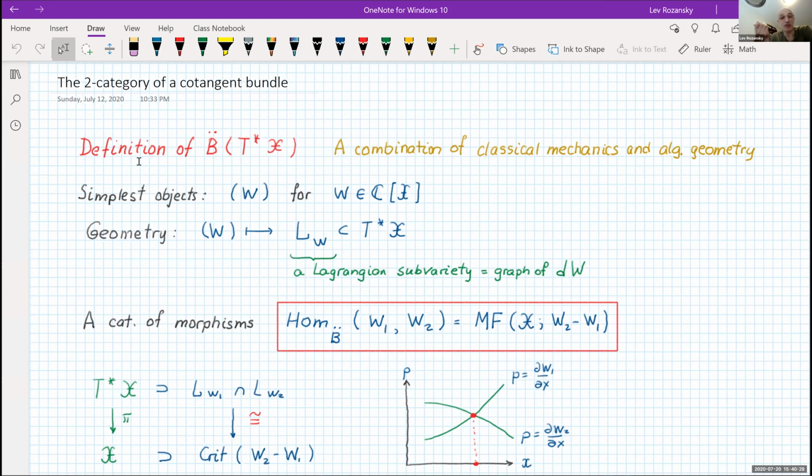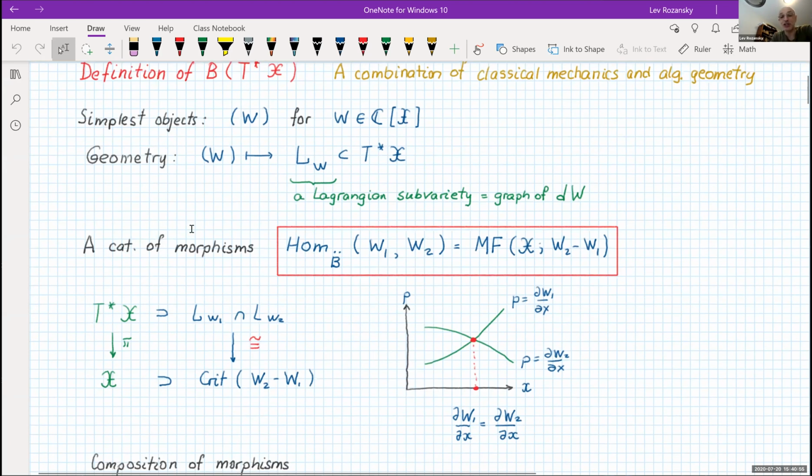So the object is a function over X, but geometrically it means a Lagrangian subvariety, which is the graph of dW in the cotangent bundle. The category of morphisms between two such objects, as I've said many times, is matrix factorizations of the difference between superpotentials. Why? What is the geometric counterpart of this definition? There is a projection of the cotangent bundle to the base. Under this projection, the intersection between the graphs of dW, between these Lagrangian subvarieties, will project bijectively to the critical locus of W2 minus W1.